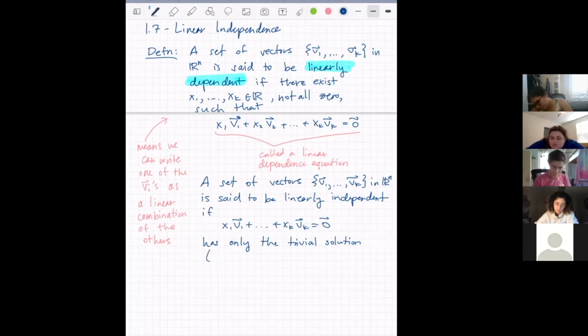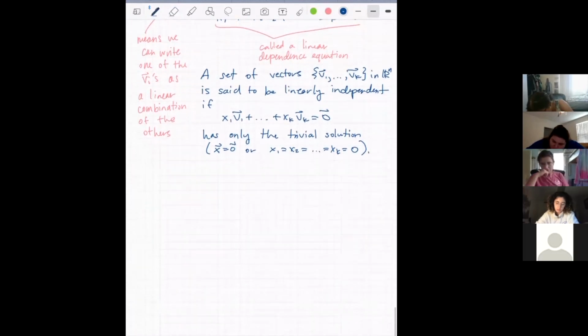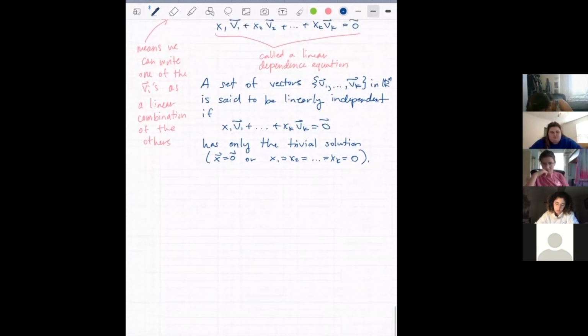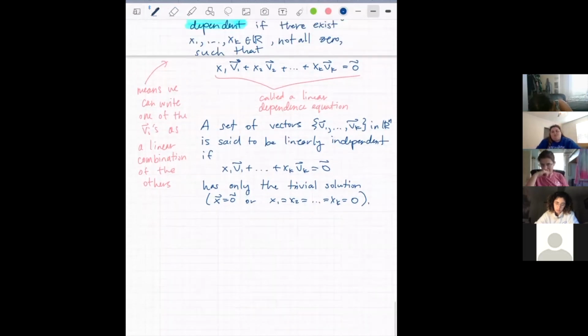Okay, let me write this out. So this means x equals the 0 vector, or all of these x1 to xk are equal to 0. That's saying the same thing. Okay, so this is what it means to be linearly independent.